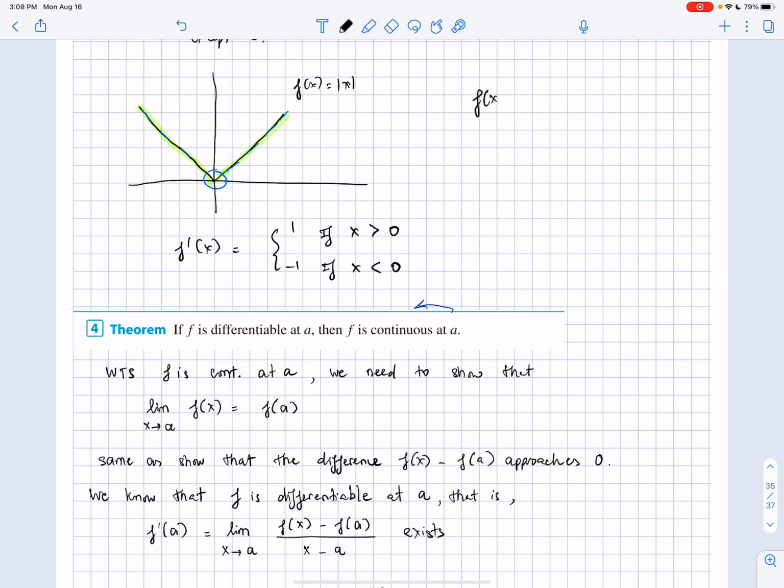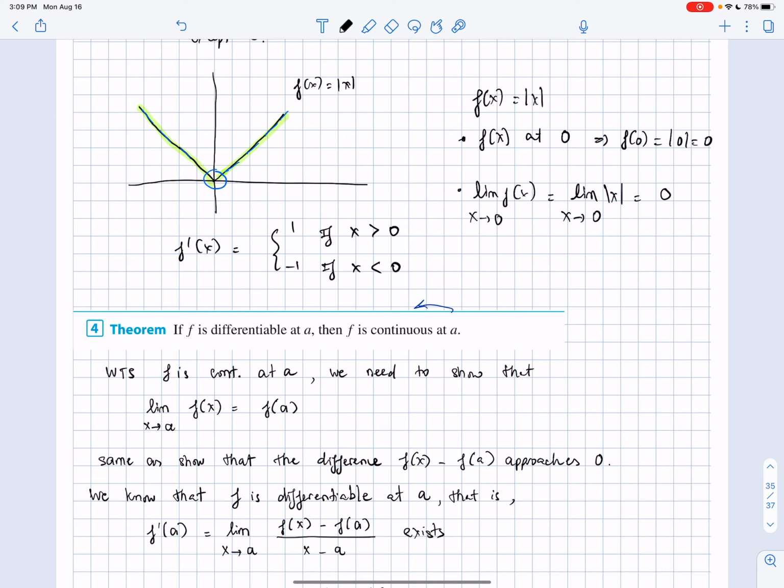The function f of x equals the absolute value of x. If we evaluate f of x at 0, then we get f of 0 equals the absolute value of 0, which is 0. And if we take the limit of f of x as x approaches 0, that is the limit of the absolute value of x as x approaches 0, and it gives us the answer 0.